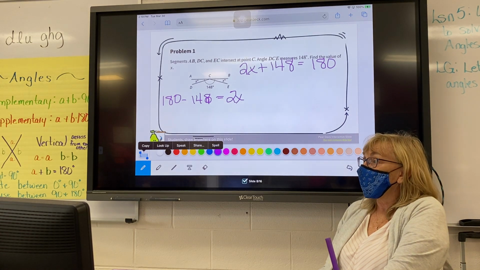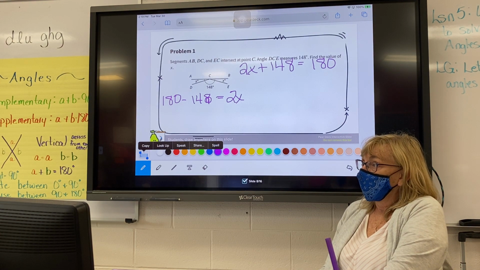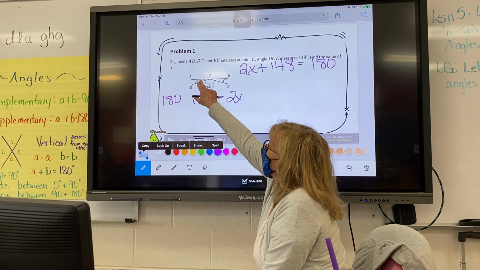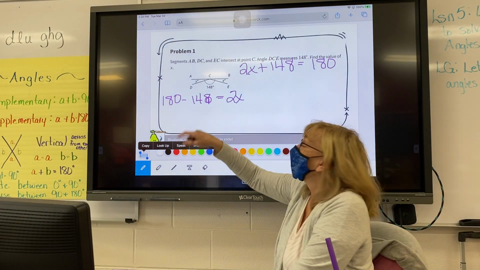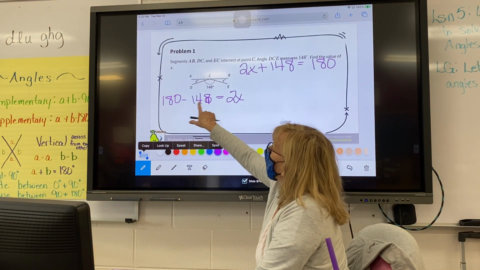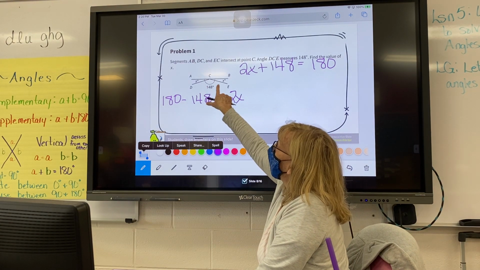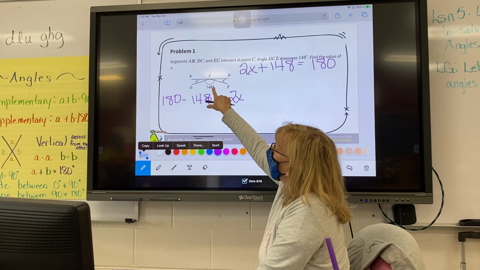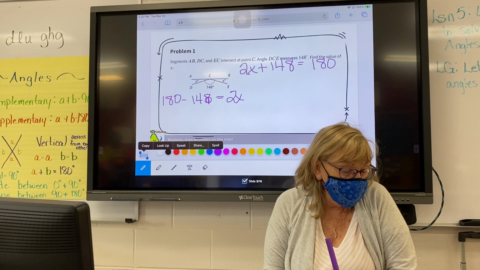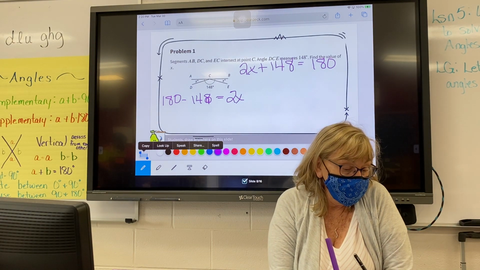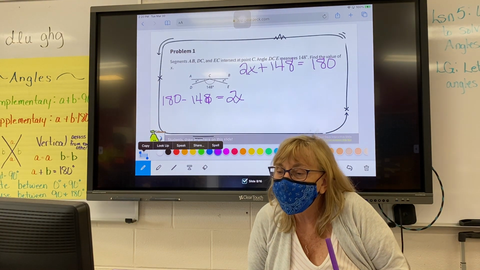Yes, they will. It's just a matter of what you're seeing. If you're seeing that this plus this equals 180, you're good. If you're seeing I need to subtract that 148 from 180 to figure out those two, you're good. Because you're going to end up doing the same thing, right? All right, solve it. Go.